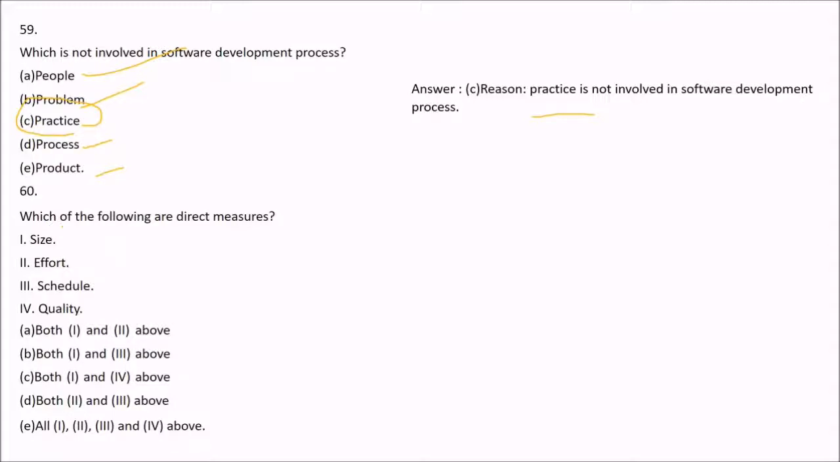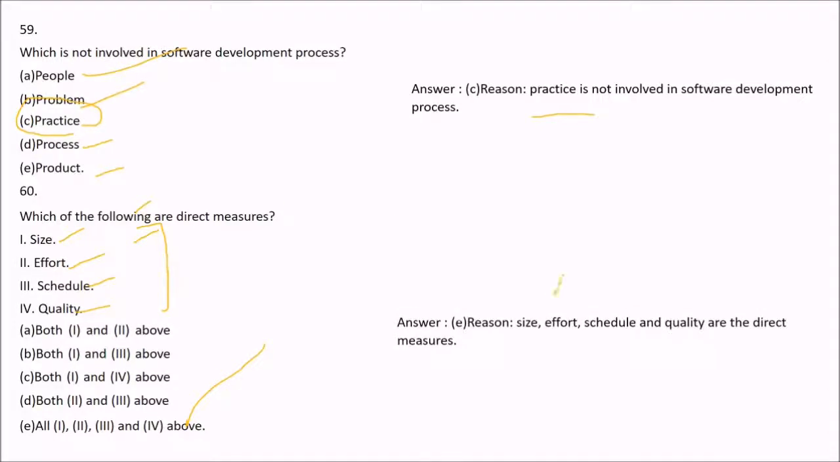60. Which of the following are direct measures? Size, effort, schedule, and quality. Which one of these is it? Now you can answer this. Actually, you can easily see, if you have learned cost estimation, that size, effort, schedule and quality are all direct measures. So I think the answer would be E. So the answer is actually E.